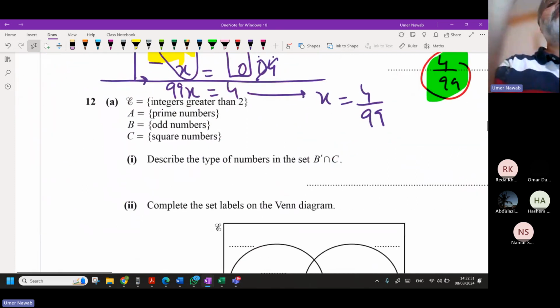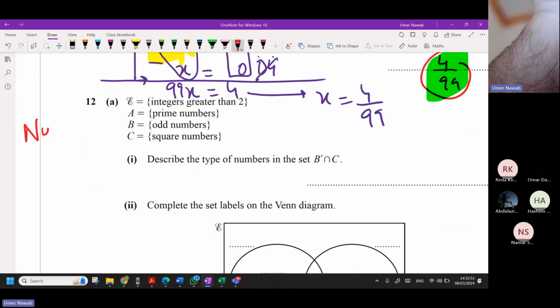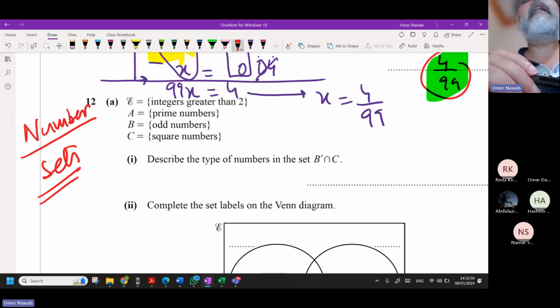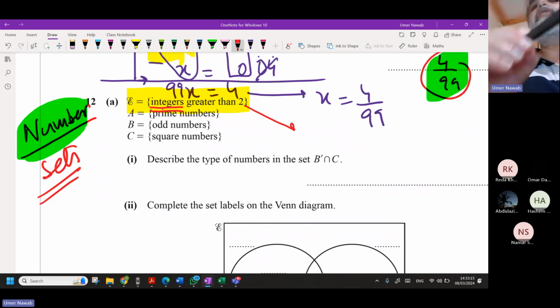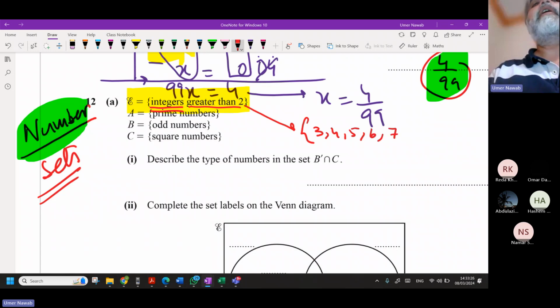The next question, number 12, is also on numbers, guys, because numbers include sets. So sets we have taught you in grade 10, but it is a topic of numbers. Now, in sets, you remember that there is a father set, which is called a universal set. The universal set here says integers. I told you integers are whole numbers with plus minus sign. But he said he's taking all the integers which are greater than 2. So greater than 2 is 3, 4, 5, 6, 7, never ending. It keeps on moving forever.